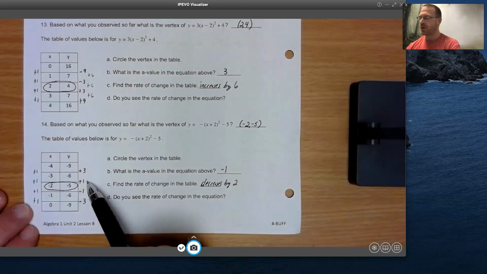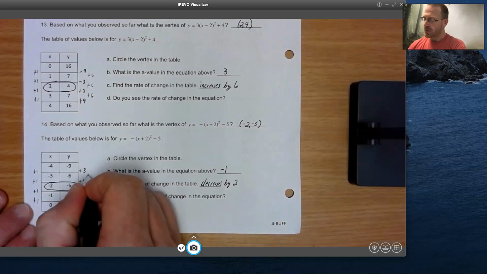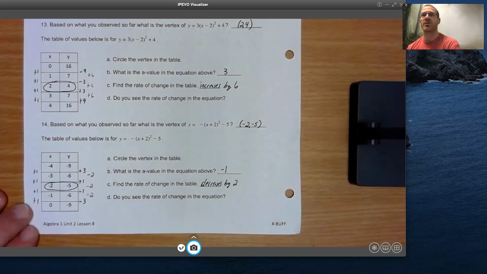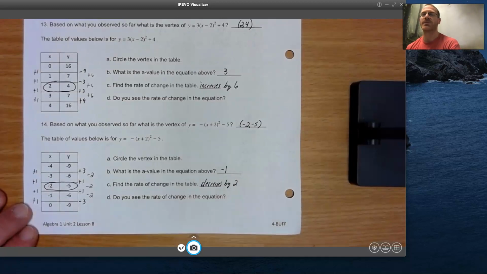Now let's look at our changes in y. +3, +1, -1, -3. So how are those changing? We'd say they're changing by 2, and they're decreasing by 2 since we're going down. Now, once again, it's decreasing by 2, but what do I see for my A value? -1. All right, so there's two things that we really want you to see here.